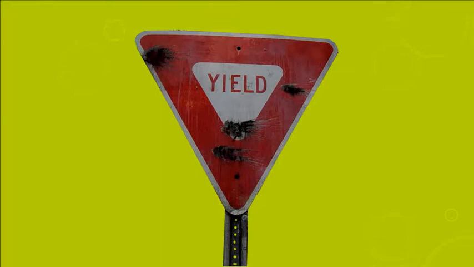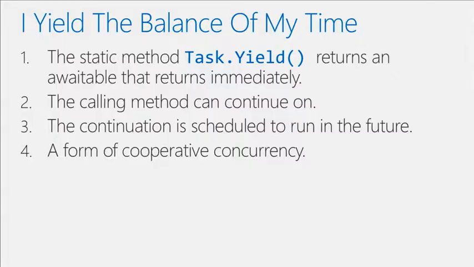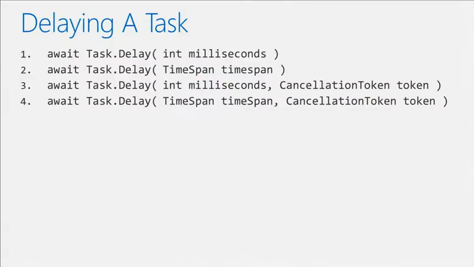So let's take a look at some cooperative concurrency using yield. The task static method yield returns immediately. Both the call returns to the calling method like a normal asynchronous method does, but also the continuation is immediately put on the run loop to run at the next earliest convenient time. And so that's essentially the degenerate case of calling task.delay with a value of 0.